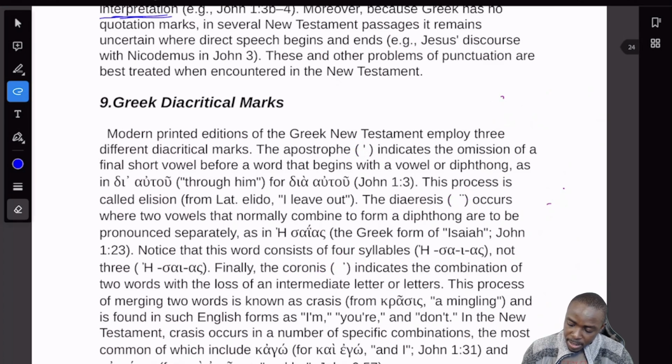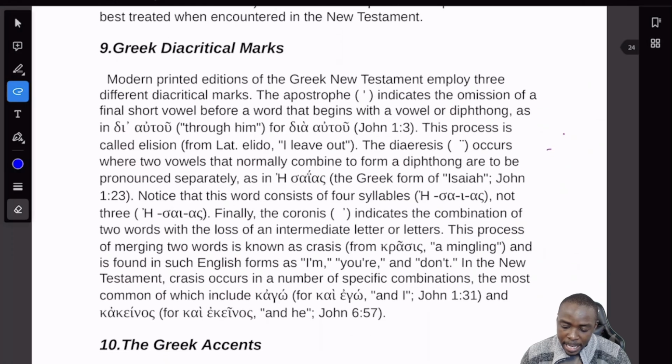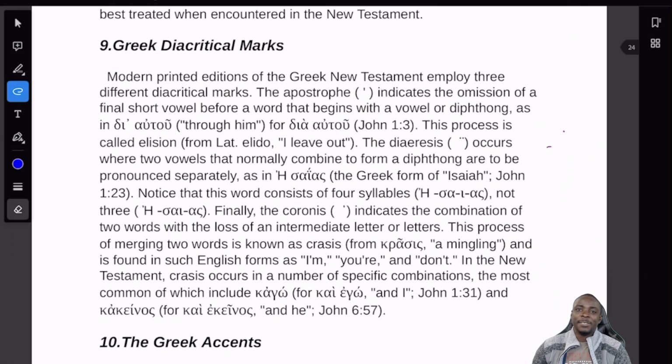Let's look at diacritical marks. We're going to continue with diacritical marks. Modern printed editions of the Greek New Testament employ 3 different diacritical marks. You have the apostrophe, which indicates the omission of a final short vowel before a word that begins with a vowel or diphthong, as in δι' or δια, through.